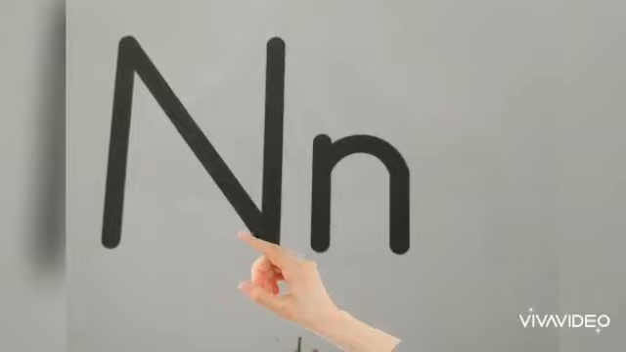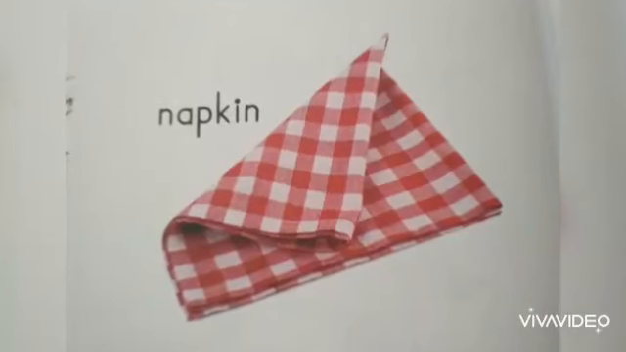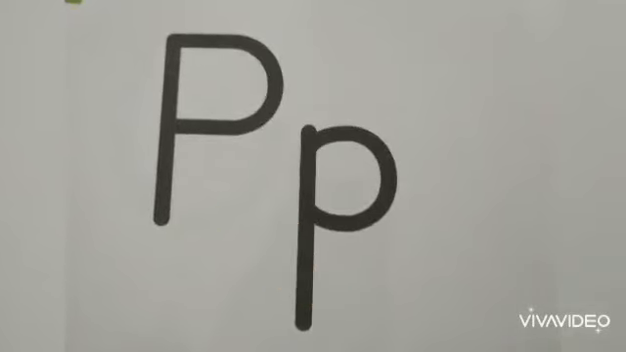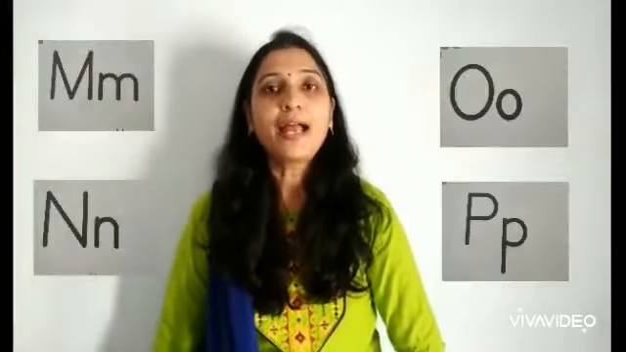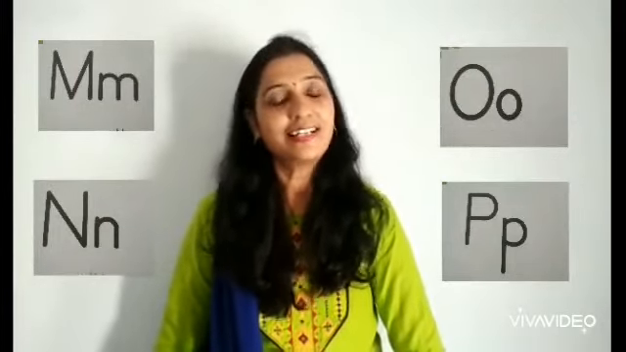Capital N, small n. N for napkin. Capital O, small o. O for orange. Capital P, small p. P for peacock. Let us revise alphabet M, N, O and P with their pictures. Let's start.